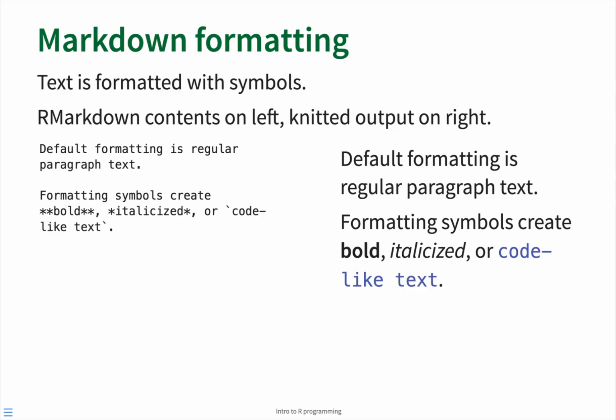So the default would be just text that looks like a regular paragraph of text, but then symbols that we put around words convert it into different types of formatting. So if you put 2 asterisks before and after a word, like we've done with the word bold here, then the output will become bolded text. Similarly, a single asterisk before and after some text will italicize it, or backtick symbols will convert it into text that looks like code.